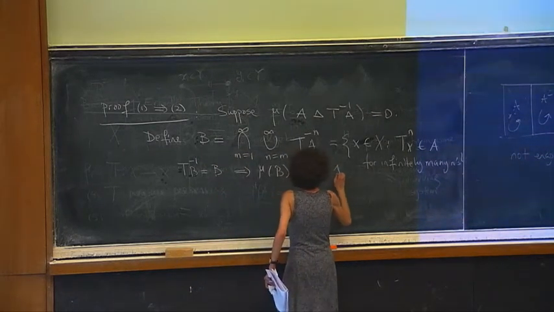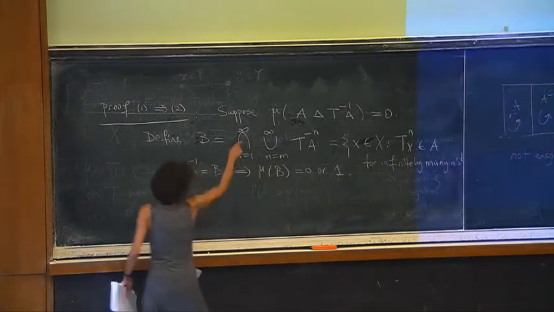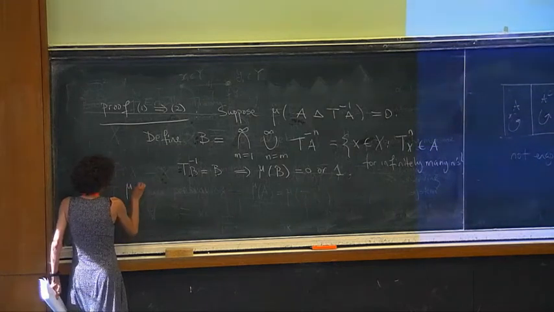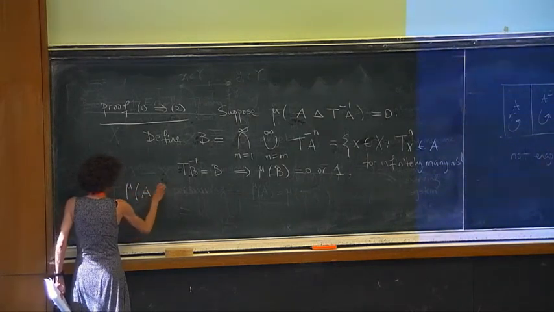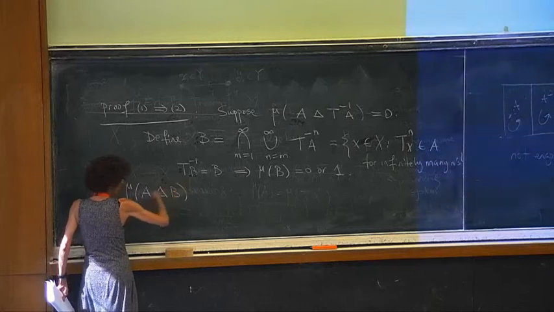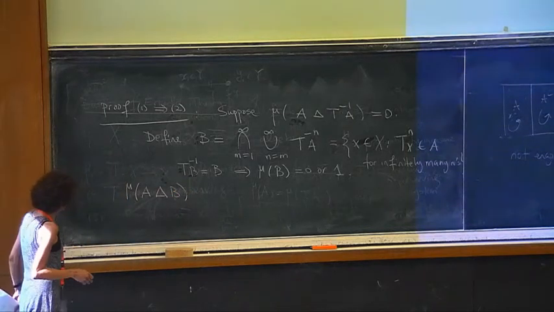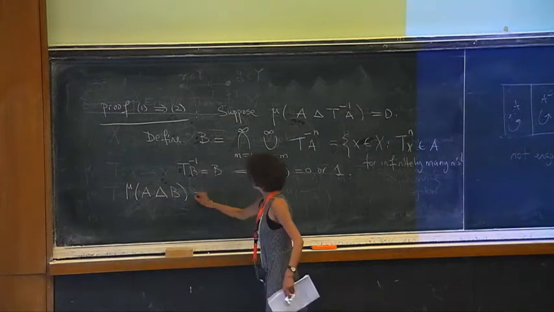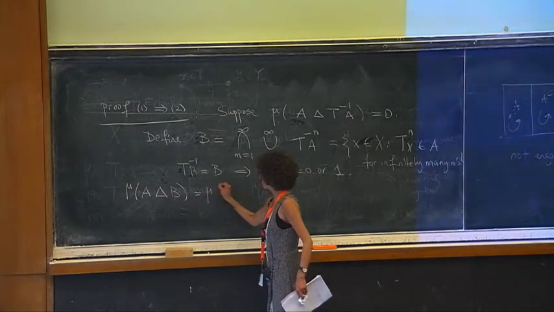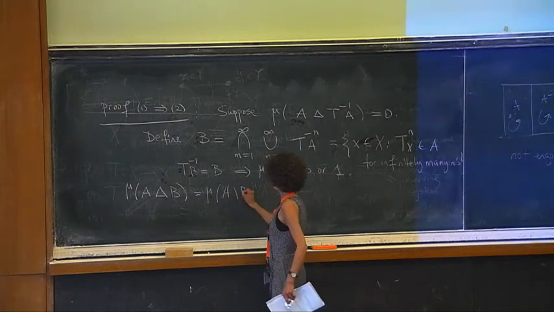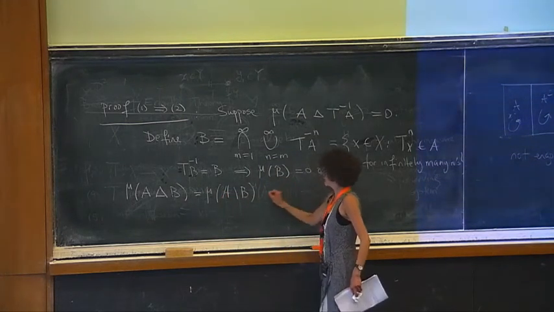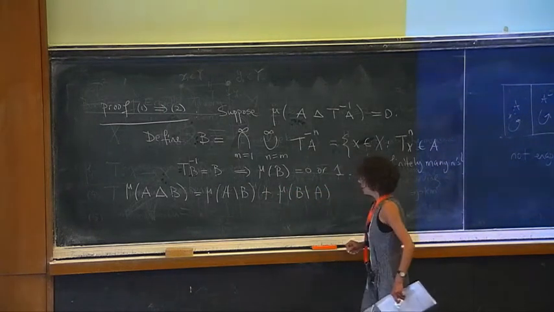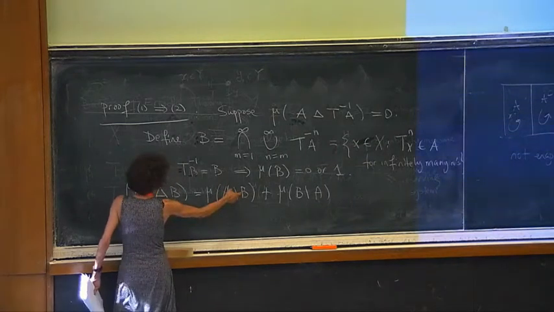And now I have to show that B and A have the same measure. For this, it's enough to show that the measure of the symmetric difference of A and B is 0. Then you get that A has the same measure. And the way you do this is simply write down what B is. Well, the symmetric difference, of course, is A minus B union B minus A, and these are disjoint. And then you plug in what B is.